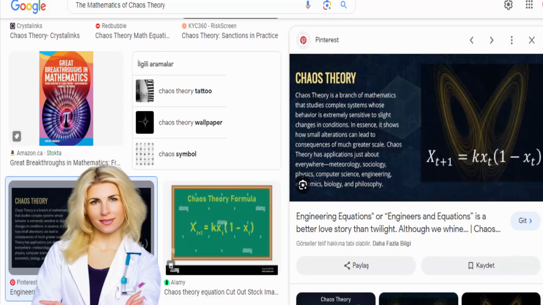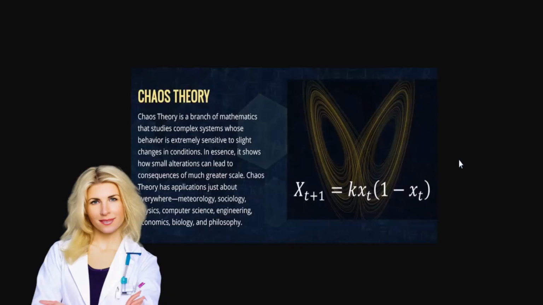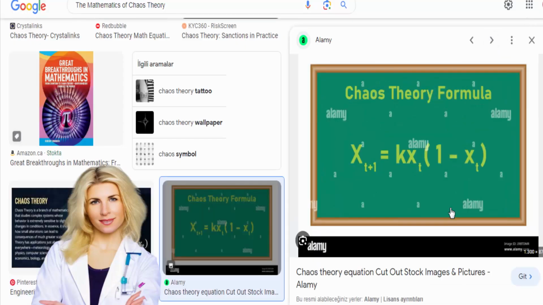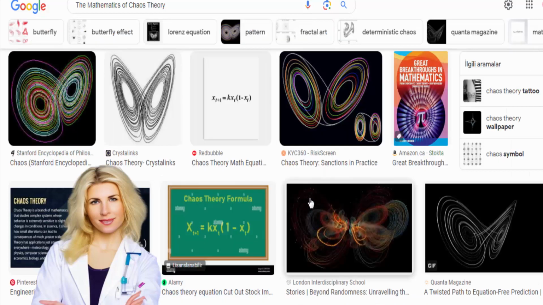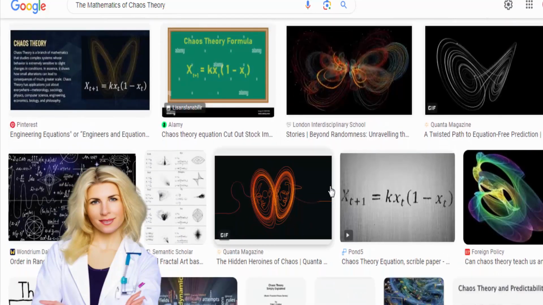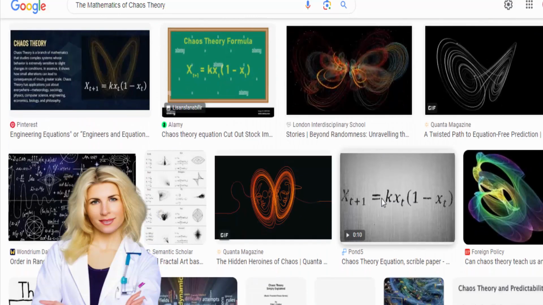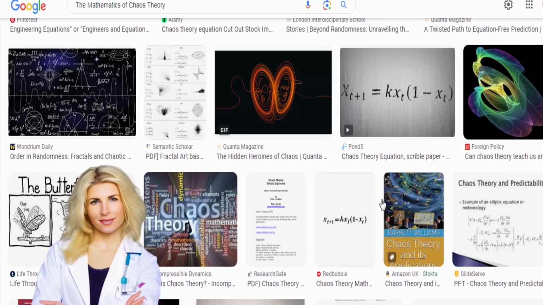Deterministic chaos. Chaotic systems are deterministic, meaning that their future behavior is entirely determined by their initial conditions and the system's governing equations. However, small changes in the initial conditions can lead to vastly different outcomes, making long-term predictions impossible. Phase space. In chaos theory, systems are often represented in phase space, which is a multi-dimensional space where each dimension corresponds to a variable describing the system. Trajectories in phase space represent the system's evolution over time.